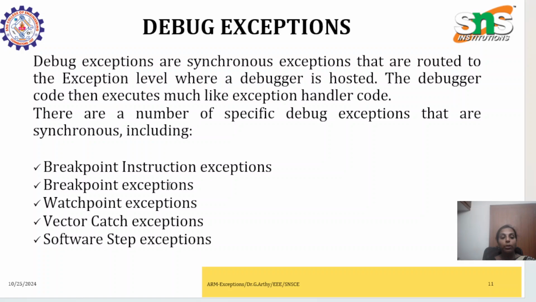Then next is debug exceptions. Debug exceptions are synchronous exceptions that are routed to the exception level where the debugger is hosted. There are different types of debug exceptions: breakpoint instruction exception, breakpoint exception, watchpoint exception, vector catch exception, and software step exception.